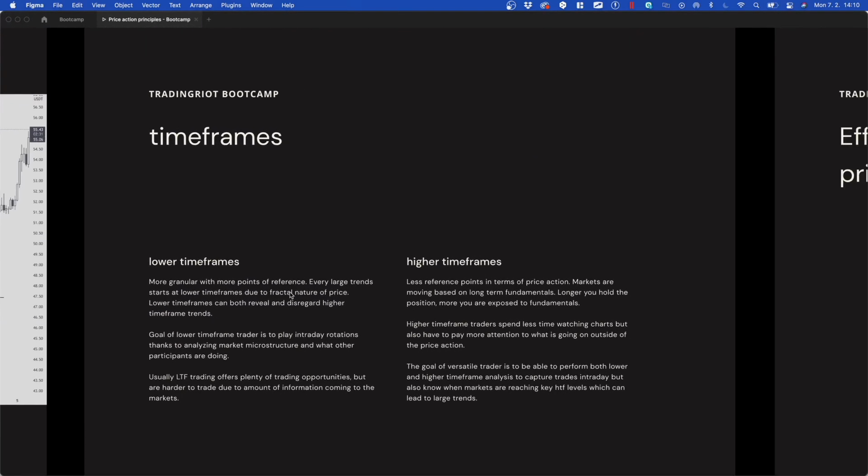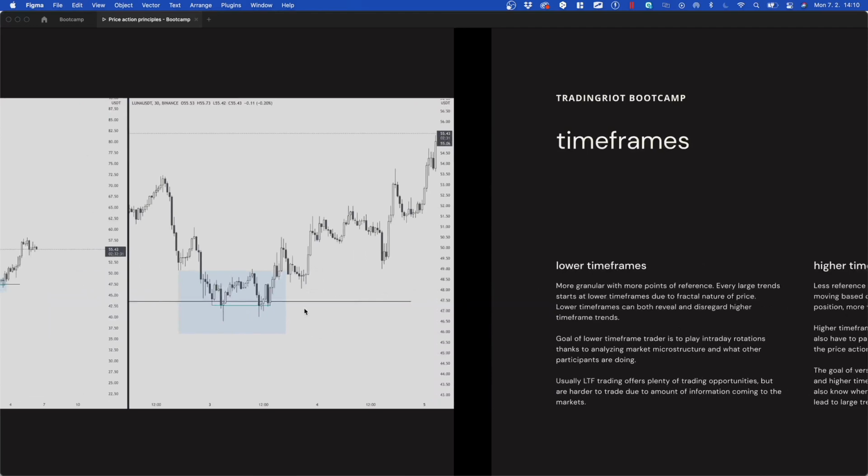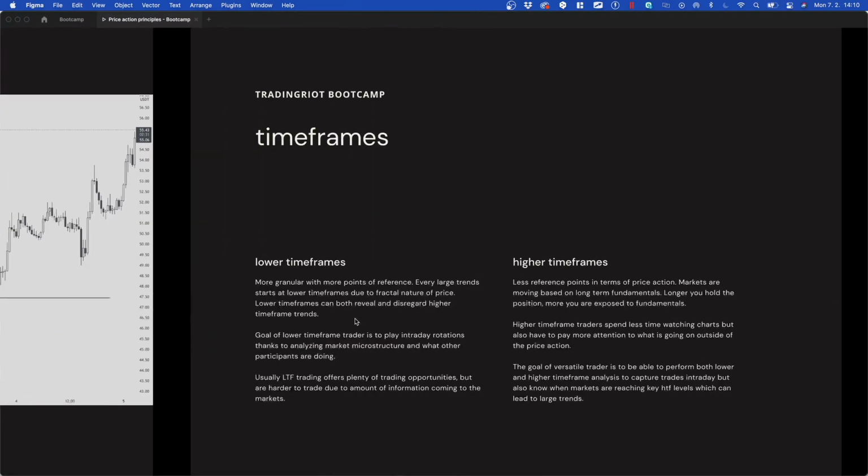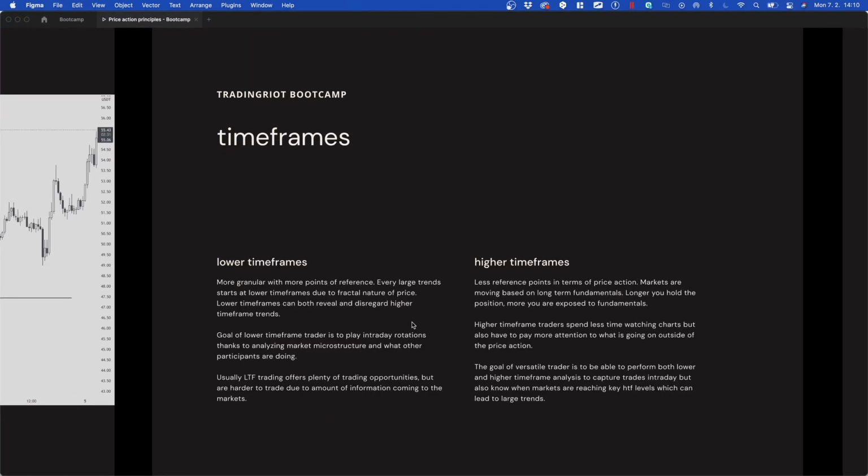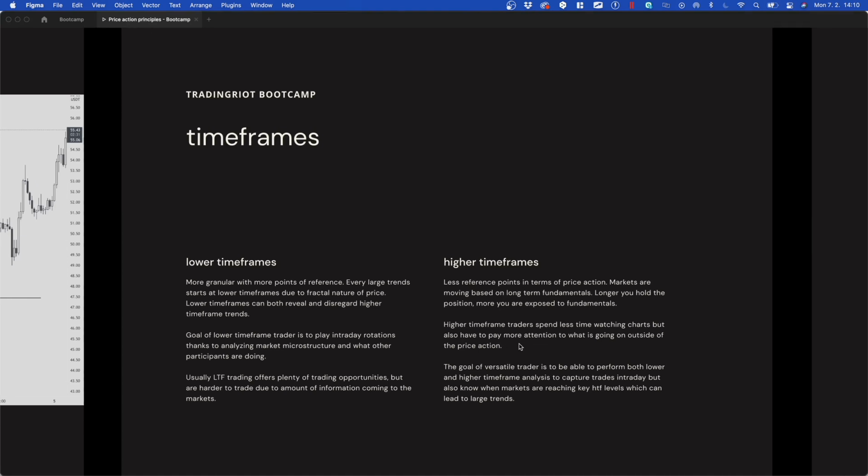It just happens that these things happen at key technical levels because obviously a lot of people are seeing them, and they are anticipating trading activity there. So higher time frame traders spend less time watching charts, but also have to pay more attention to what is going on outside of the price action. This is basically what I covered now.